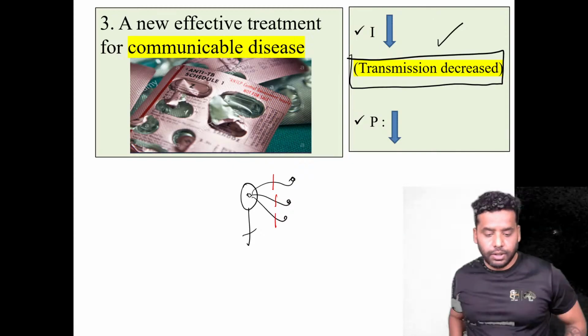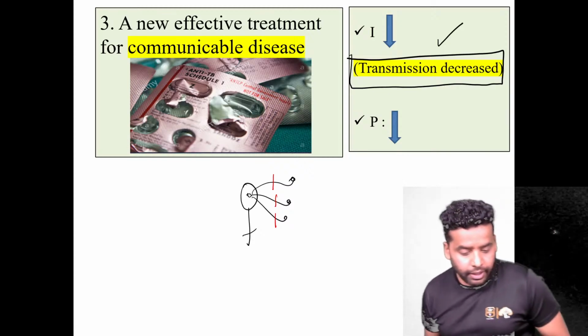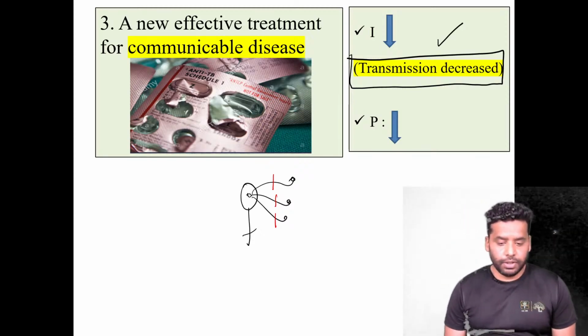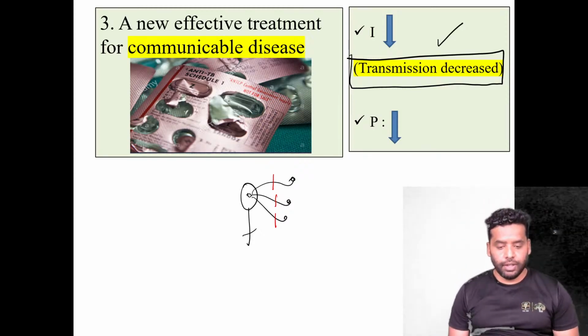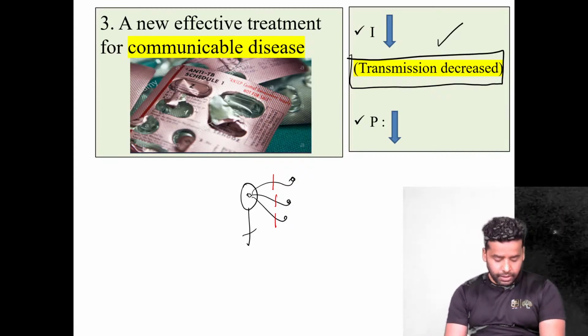There is no spread. Very good. So both incidence and prevalence will decrease. Fewer people will get the disease. Transmission is reduced. You are reducing the spread. Very good. Correct. Both will change.